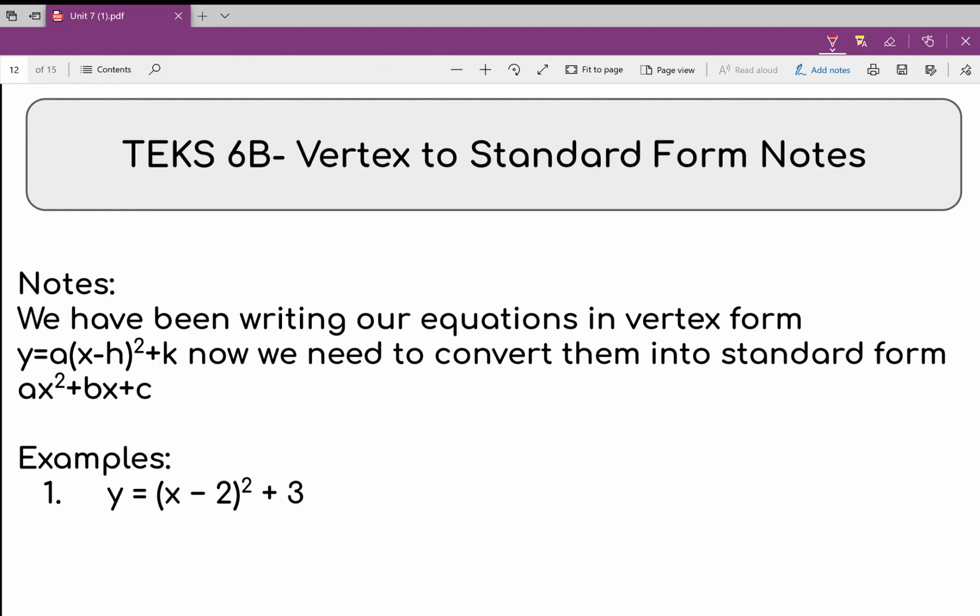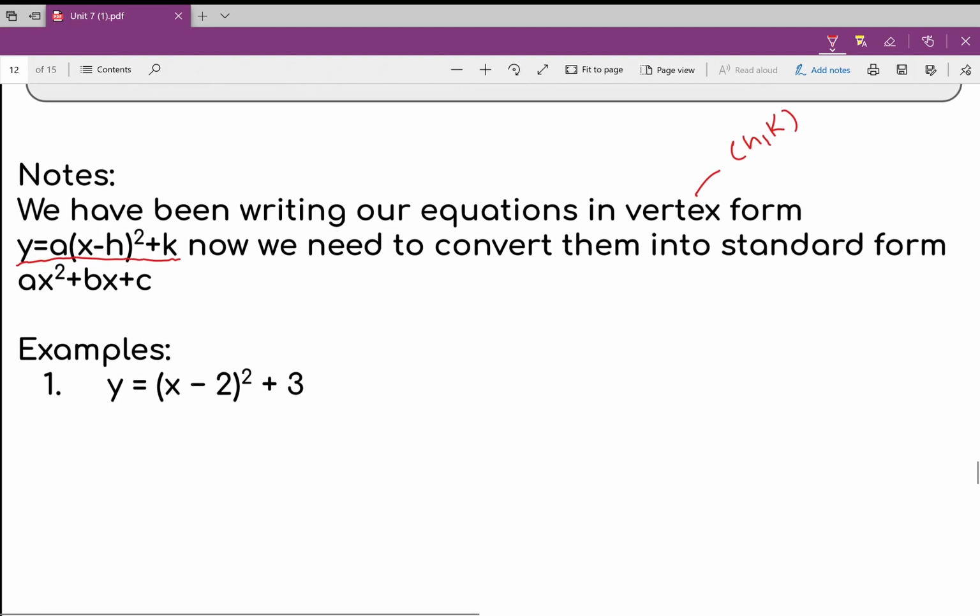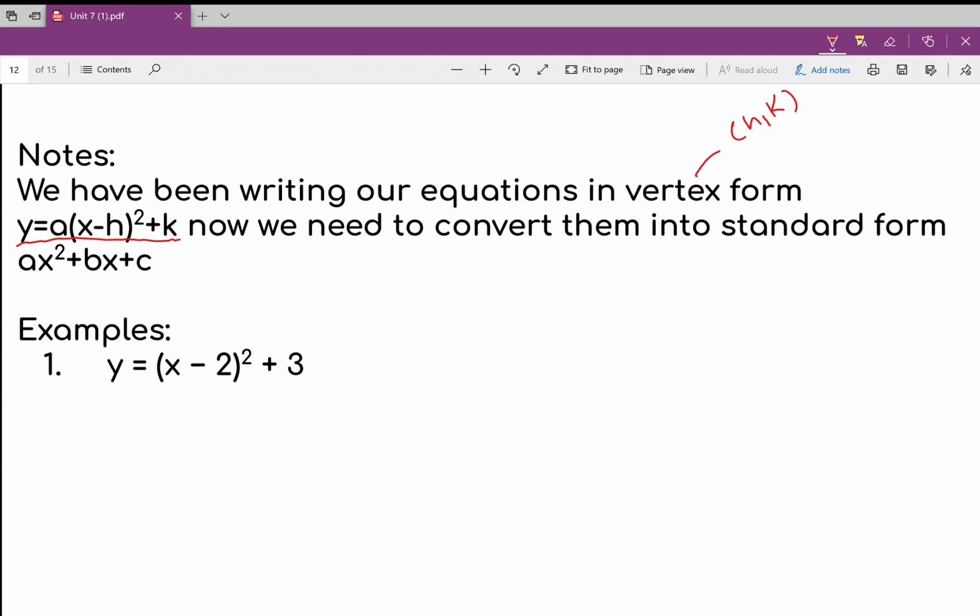So the notes say we have been writing our equations in Vertex form, which is y equals a(x minus h) squared plus k. And remember, Vertex is h comma k. Now we need to convert them into standard form, which is ax squared plus bx plus c. In order to do this, we have to do a couple steps. First I'm going to write these steps out, and then we're going to do example 1.